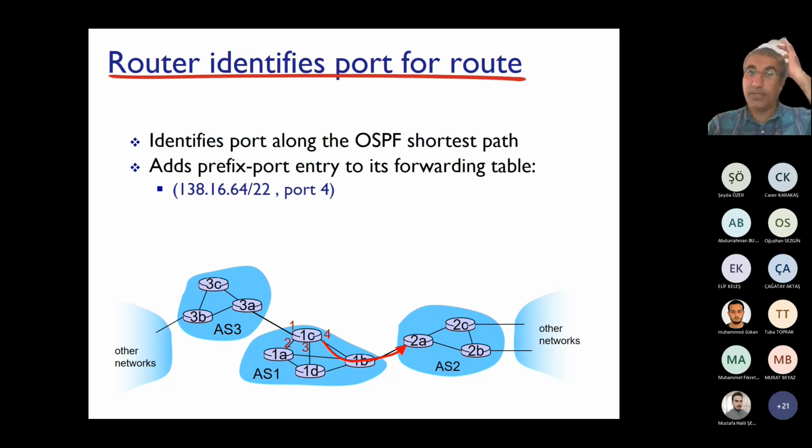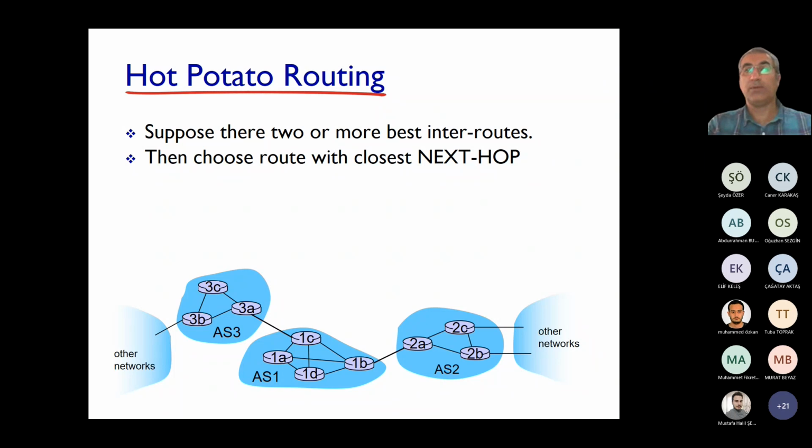So the router identifies the port for the route. How are we going to identify the port along the OSPF shortest path? We add this prefix and port entry to its forwarding table, like this subnet, and then we add the port number 4, the router port.